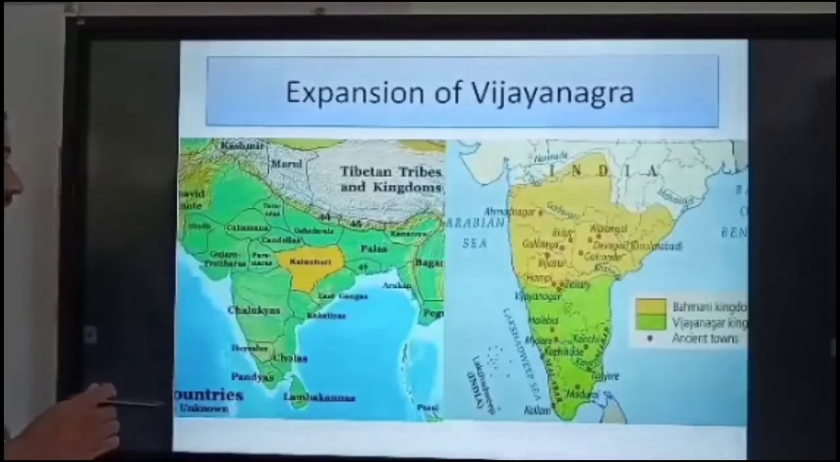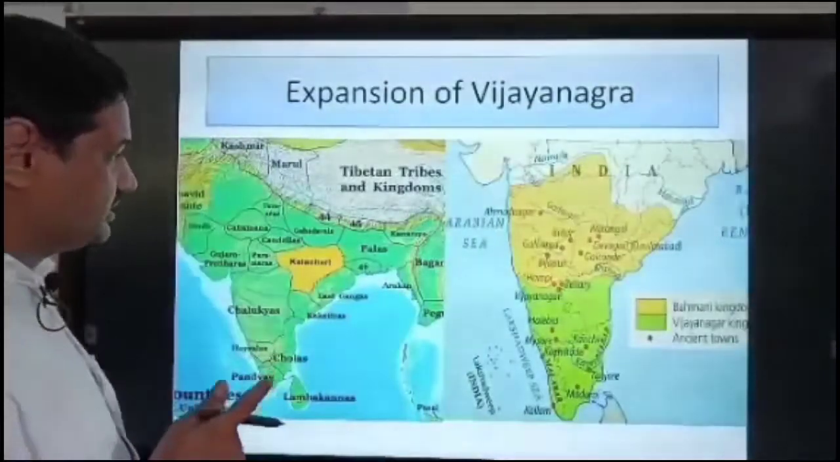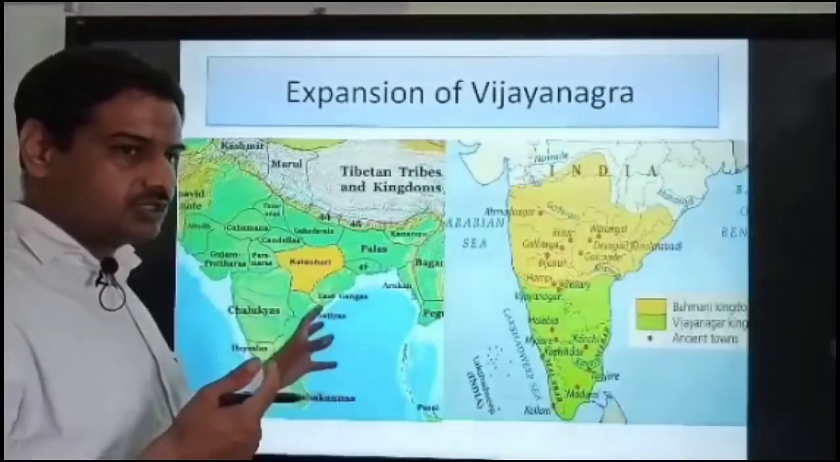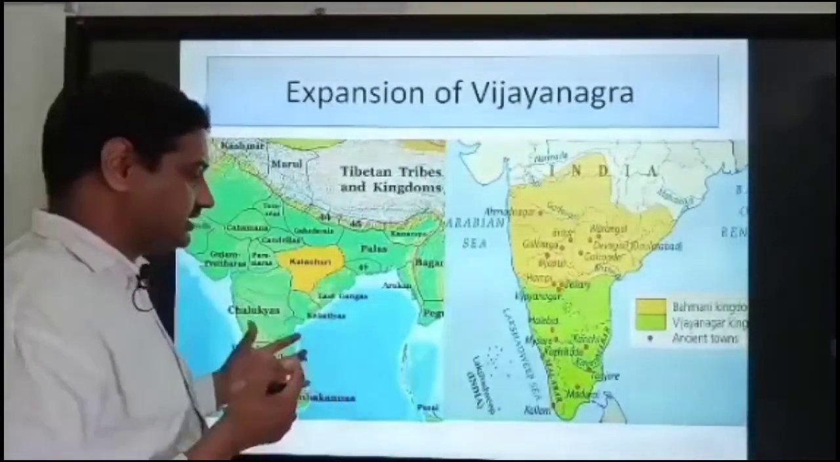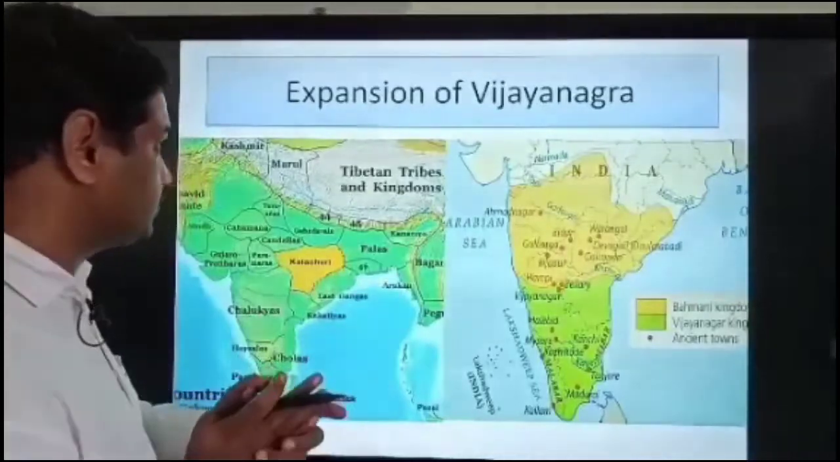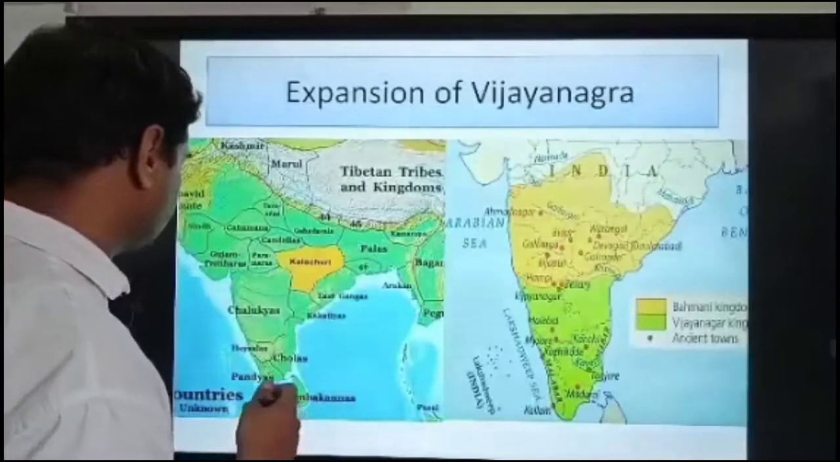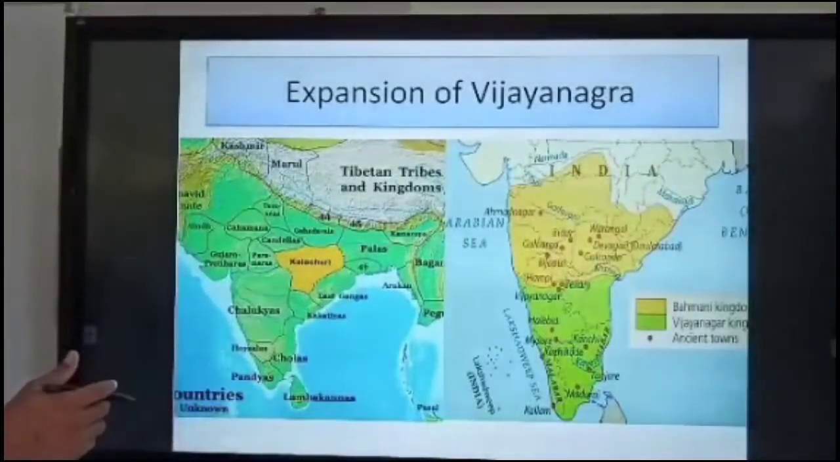Now, expansion of Vijayanagara. Vijayanagara was set up by the rulers of the Sangama dynasty, and Harihara and Bukka Rai used to belong to that dynasty. At that time it used to be very small, but later on it was expanded into other areas, and you can see the expansion of Vijayanagara.